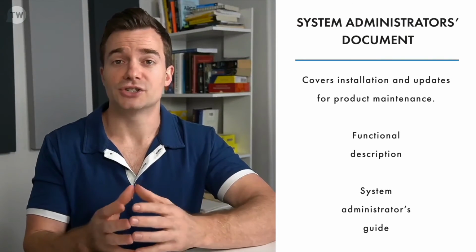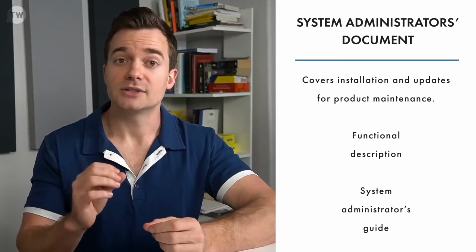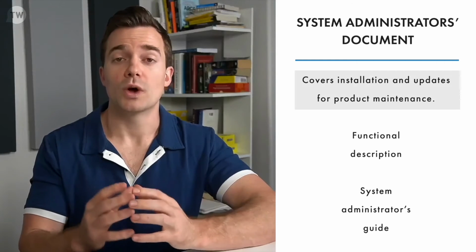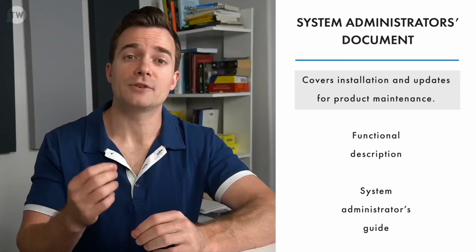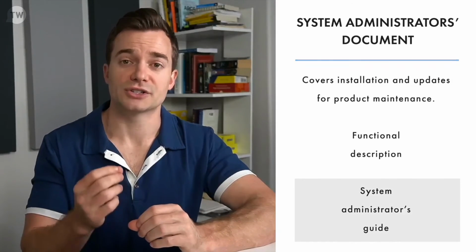Next on the list is the system administrator's document. System administrators' documents do not need to provide information on how to operate the software. These documents instead cover installation and updates that help the system administrator with product maintenance. This type of user documentation includes the functional description and the system administrator's guide.